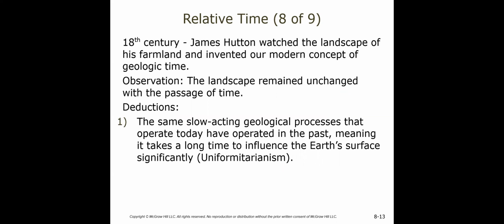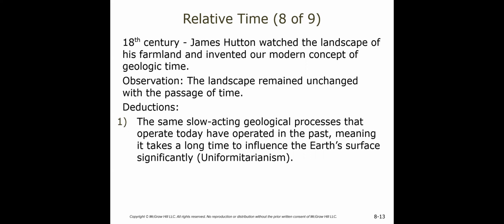In the 18th century, James Hutton watched the landscapes of his farmland and invented a modern concept of geologic time. He observed that the landscape remained unchanged in his short human timescale. Therefore, if during his time things didn't really change, but we have such variety in the world, geology must be a slow-acting process. Things take a while to happen in a geologic sense. We call that concept uniformitarianism. The present is the key to the past.